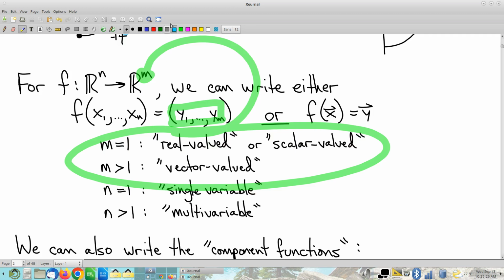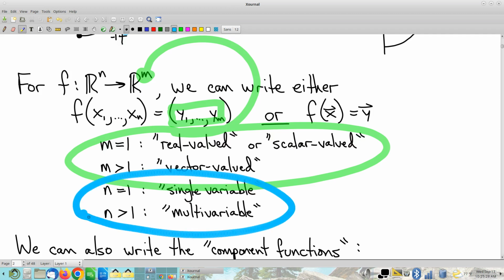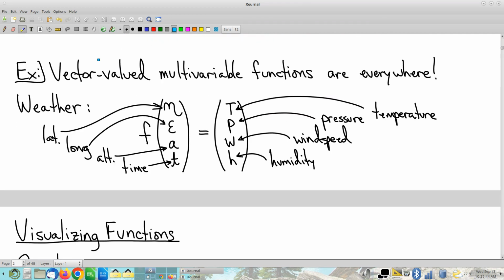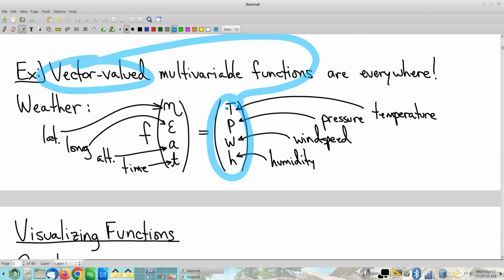Analogously, we use the term single variable and multivariable to refer to how many inputs, right? So an important distinction there. But these terms are going to get used a lot. And as a nice example, let's talk about vector-valued multivariable functions. Right? So what is a vector-valued multivariable function? Okay, well, vector-valued means that the outputs are vectors. And here is a vector of outputs in this, what I call the weather function.